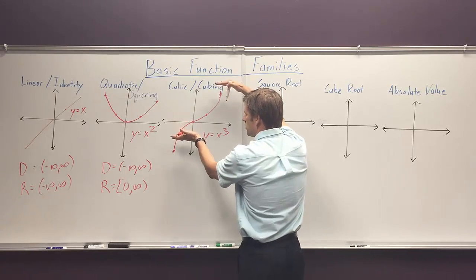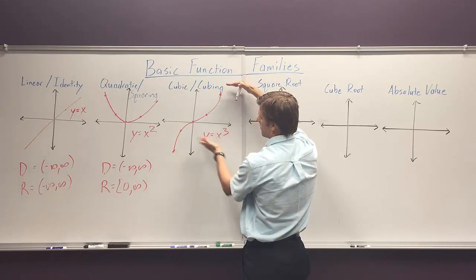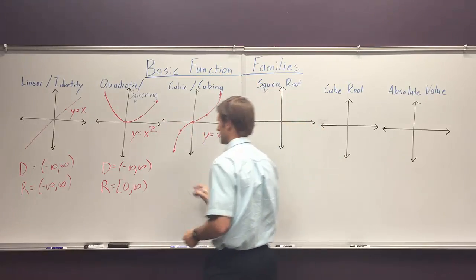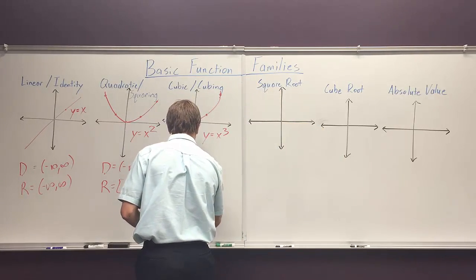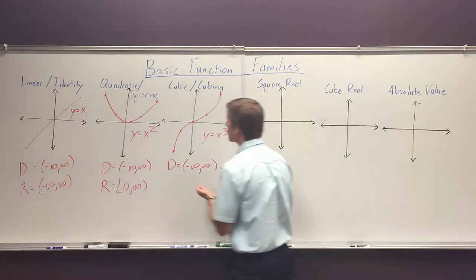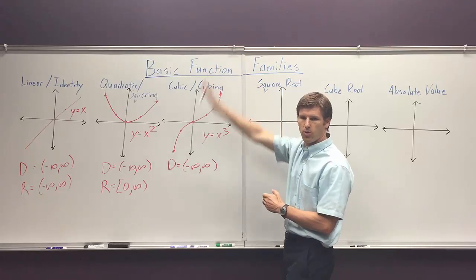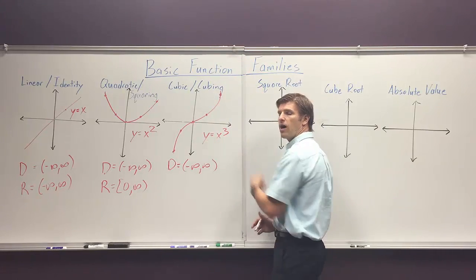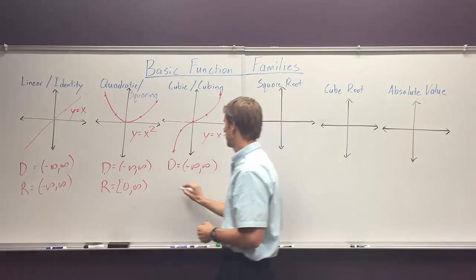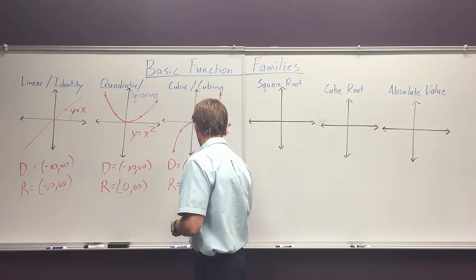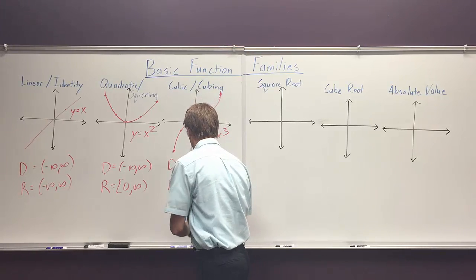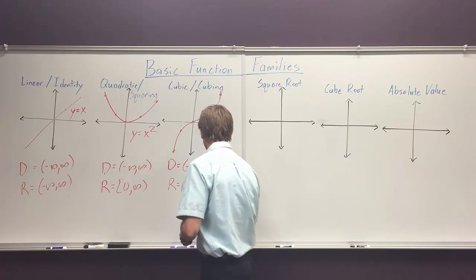Notice that domain, list of possible inputs, everything. The horizontal shadow of this would be everything. The range would also be everything. If you were shining sideways, notice there's no place that wouldn't be hit. Every possible thing would come as an output. So that's negative infinity to infinity as well.